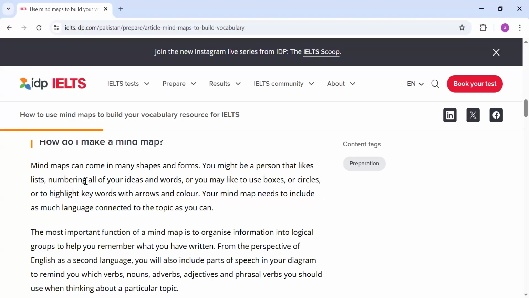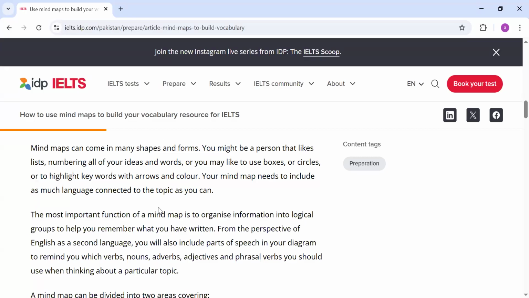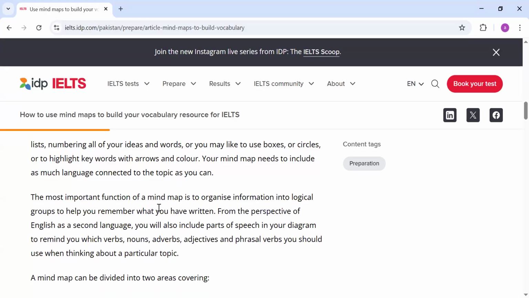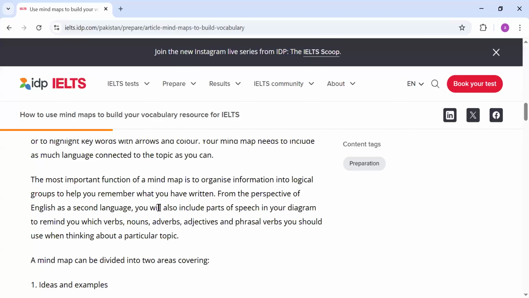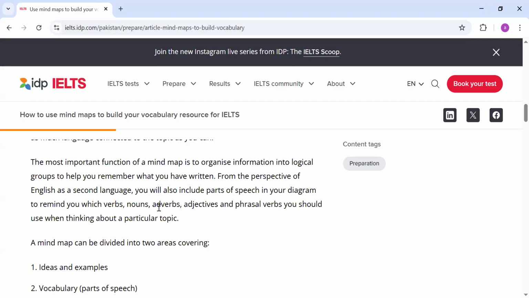Some people usually put ideas and words in the form of ideas. Some people like to use boxes or circles. Some people highlight keywords with arrows and color. Your mind map needs to include as much language connected to the topic. So when we're categorizing, it means we need to put things in the form of connection, like putting the relevant thing in the relevant box. So some people use mind mapping to visualize them, like in the form of a graph.